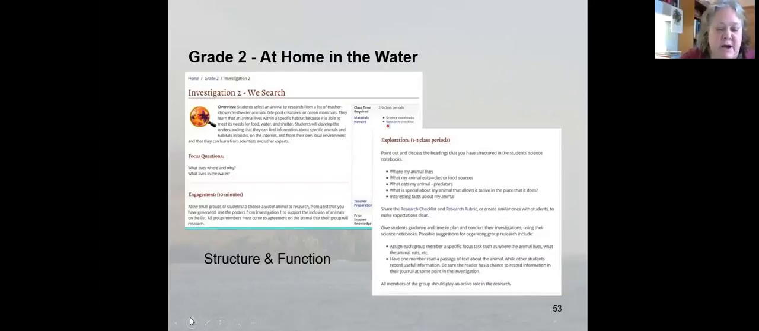In grade 2, that's primarily focused on being at home in the water. So here you're looking at who lives where and why. And so again, you can have your students do a little bit more detailed investigation into the marine invertebrates.